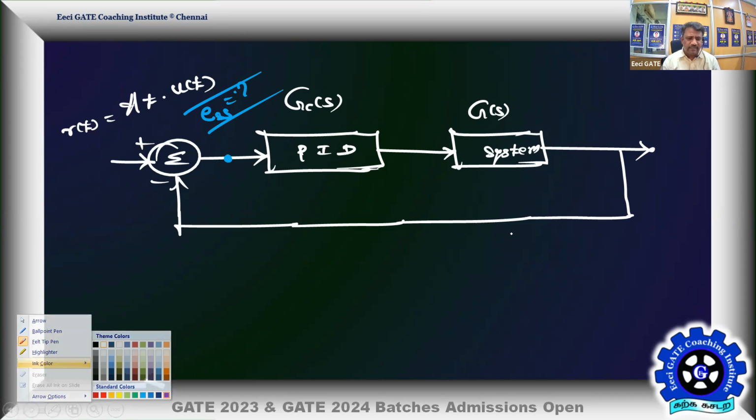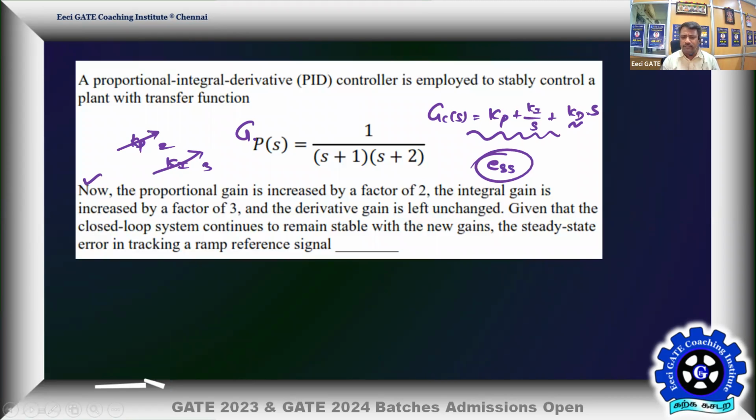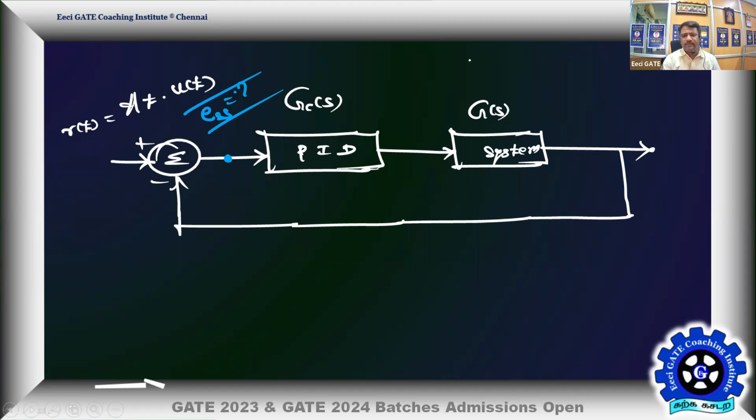I thought of explaining without the exact system, so I planned for this. Anyway, the system is given now. Take the plant as 1 by S plus 1 into S plus 2.